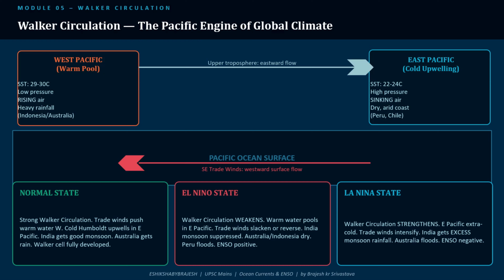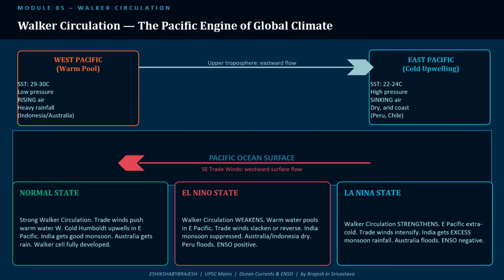In the eastern Pacific, near Peru and Ecuador, the cold Humboldt current keeps the ocean surface cool, around 22 to 24 degrees Celsius. Over this cool water, the air is stable and sinks. Sinking air is dry air. It does not form clouds or rain. Peru's coast is desert.